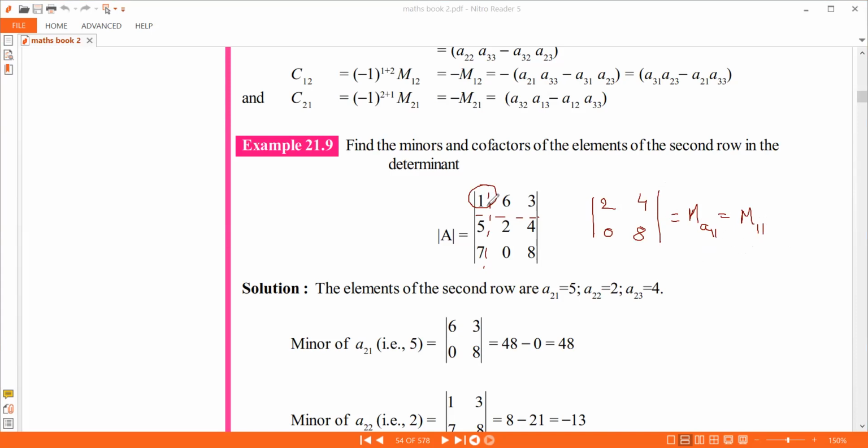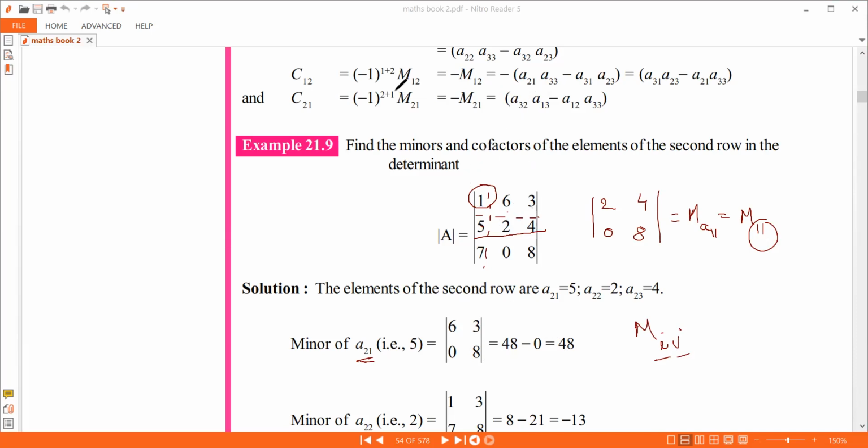Because it is the first row, first column. M11 means the minor of the element present in the first row and first column. Mij refers to the minor of the element in the ith row and jth column. Suppose the minor of A21, that is 5. You see 5: 6308. That's how the minor is calculated. That is called the minor first.